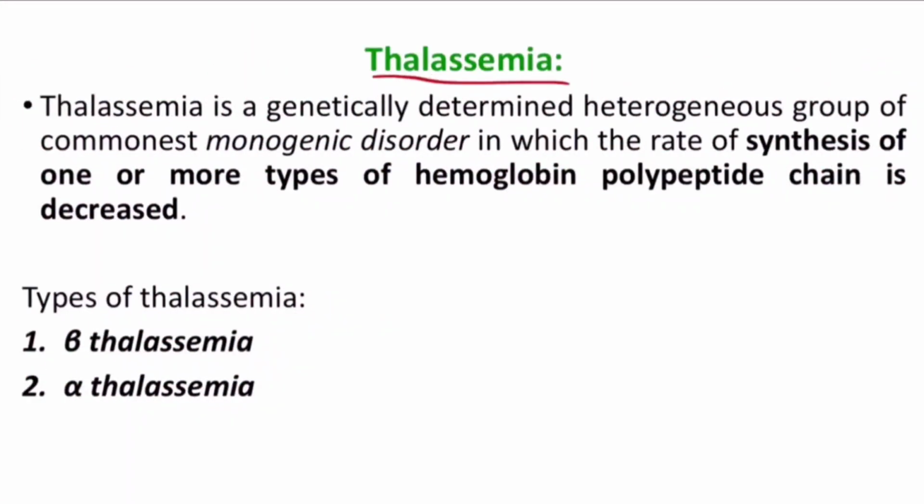Thalassemia is a genetically determined heterogeneous group of commonest monogenic disorders in which the rate of synthesis of one or more types of hemoglobin polypeptide chain is decreased. There are two types of thalassemia, mainly alpha thalassemia and beta thalassemia.